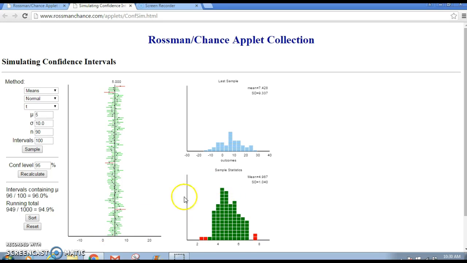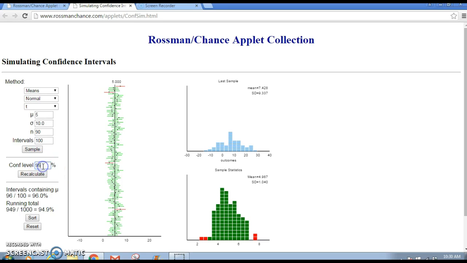Over here is just another way to display that data. These are all the means. I believe it's just the last 100, and you could see that 4 were not successful, and those are the 4 confidence intervals right here in red. So I think this is a great applet to explain what it means when you say you're 95% confident.